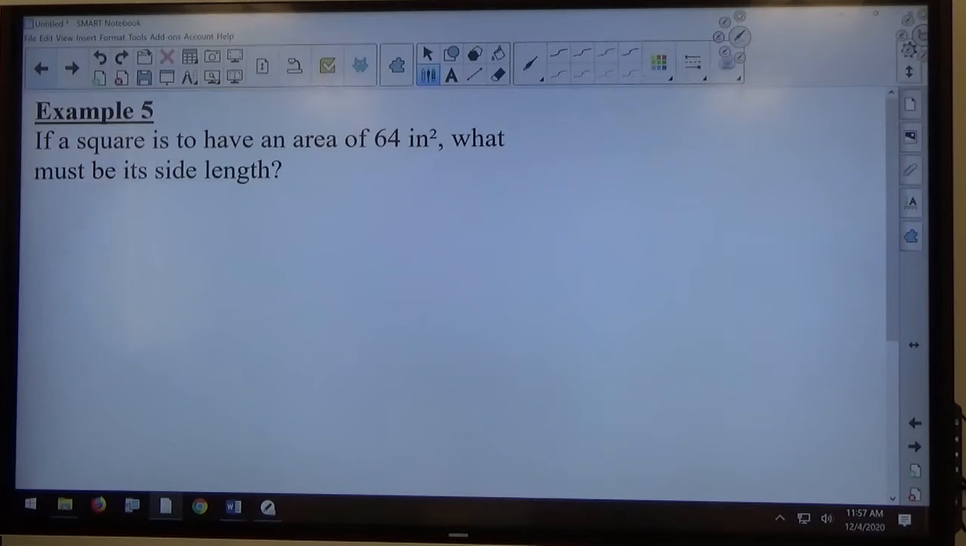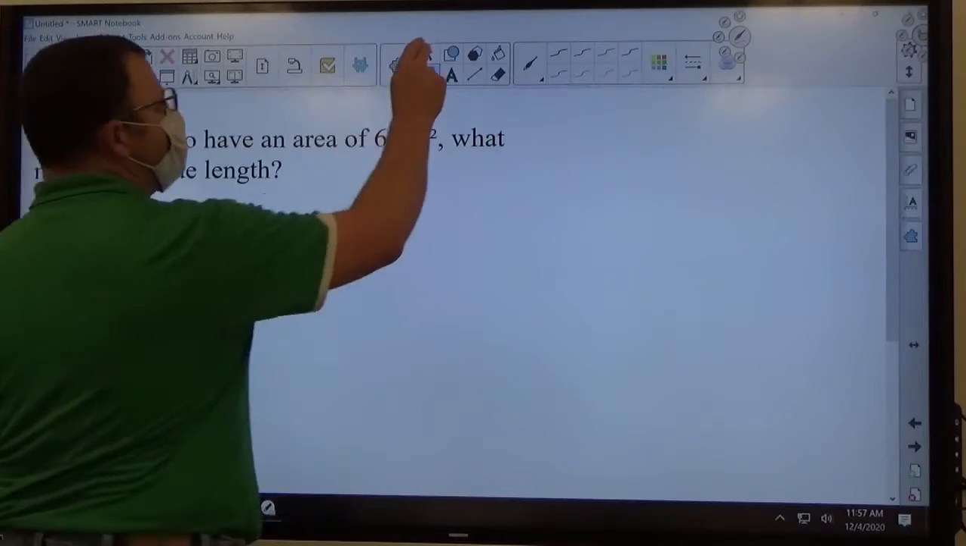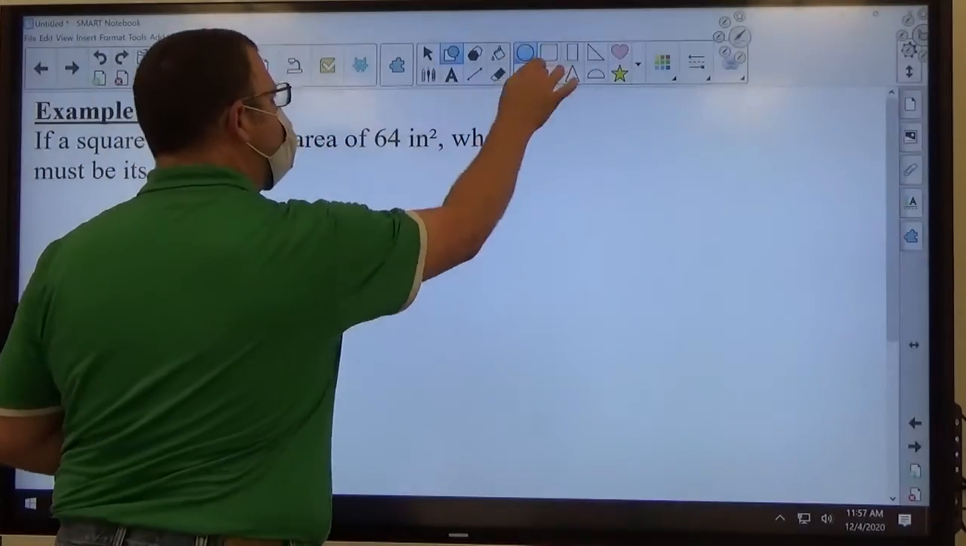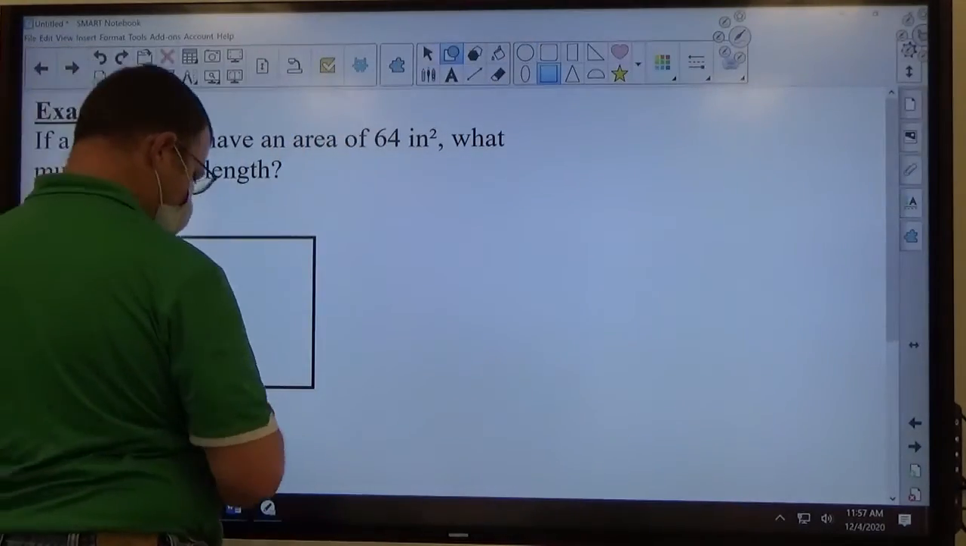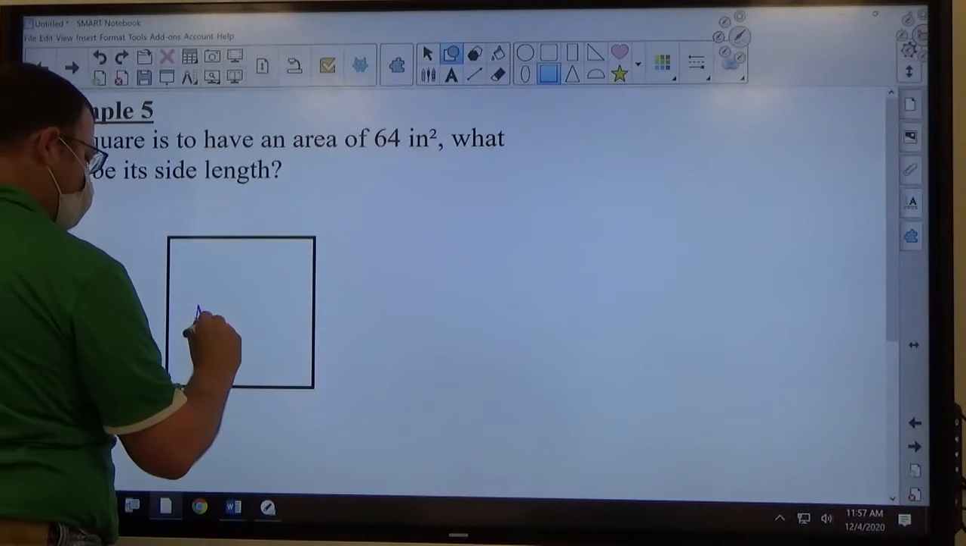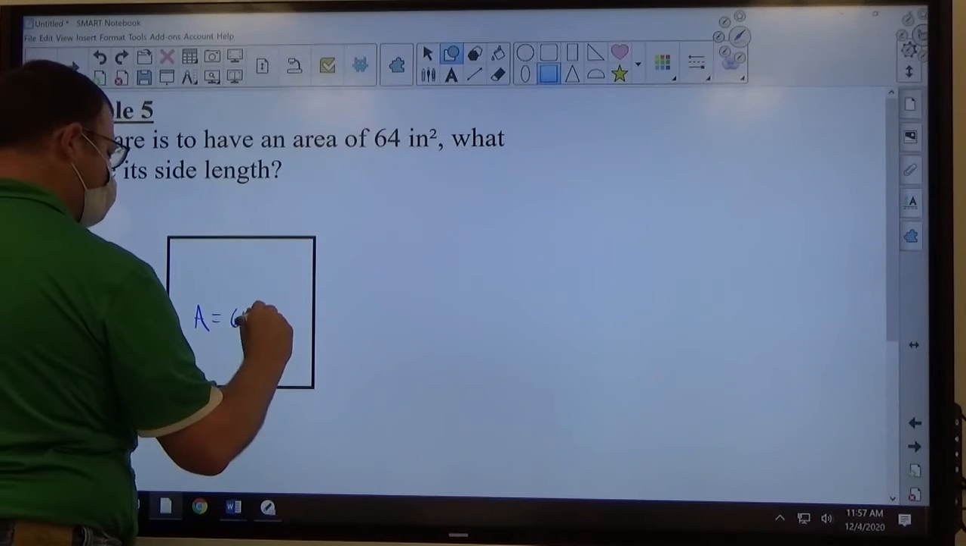Example 5, a square is to have an area of 64 inches squared. What must be its side length? So, what we know is we have a square. So I will start by drawing a square. The area of the square is 64 square inches.